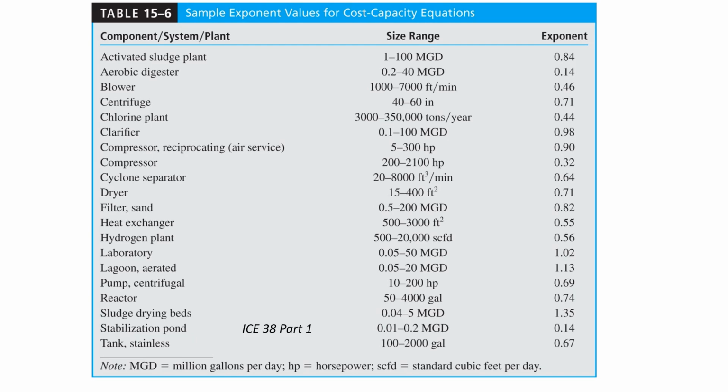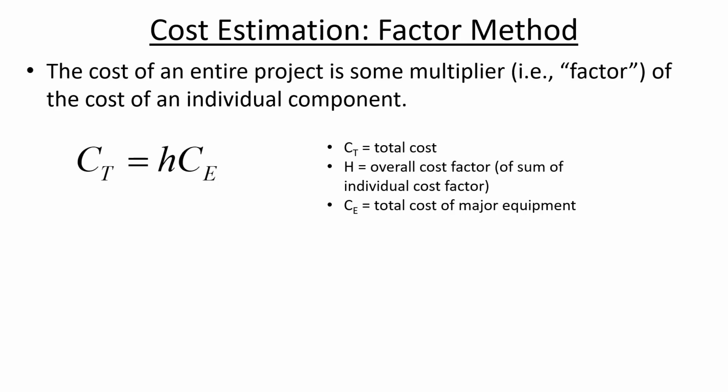Let's continue on because we've got to cover 3 different ideas today. The factor method, which I briefly talked about when I was giving you those homework hints, is just the notion that the cost of some projects can be estimated by multiplying them by a factor when you know a major piece of equipment and how much that usually accounts for the overall cost.